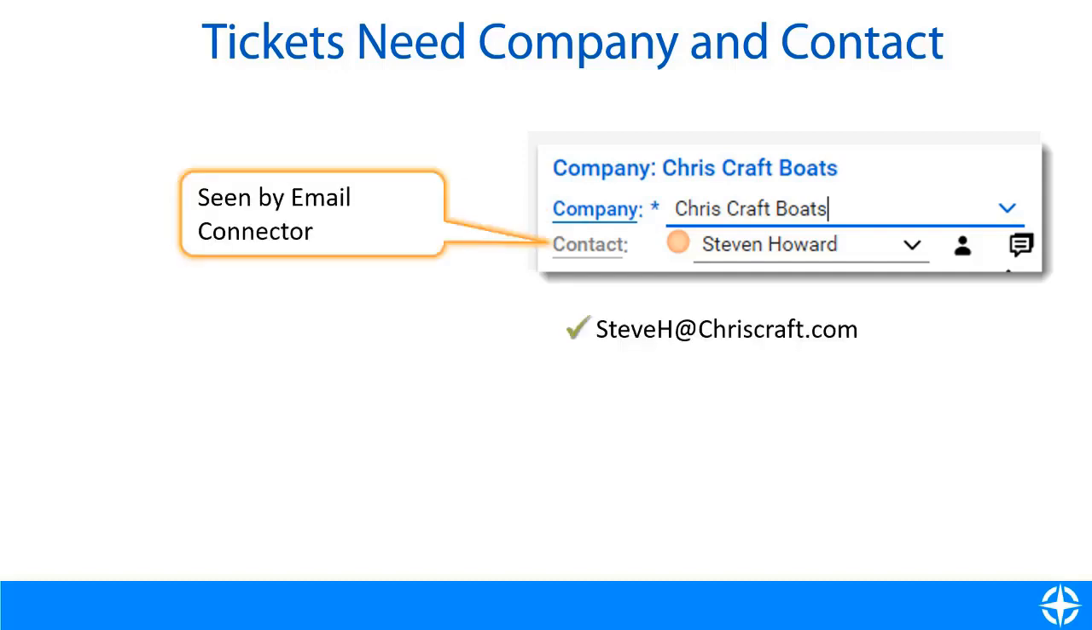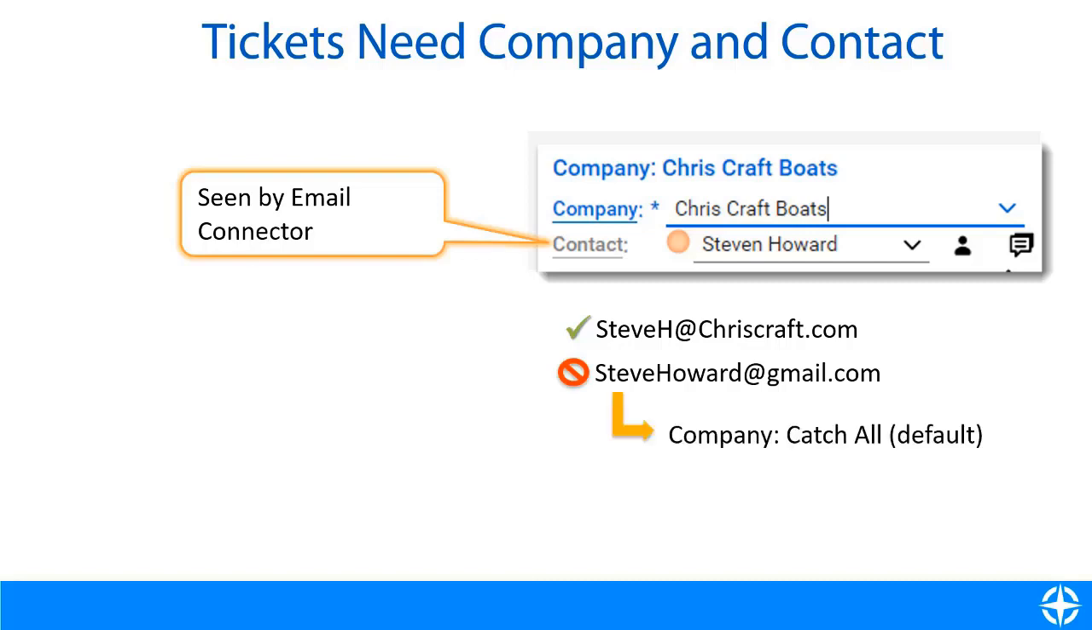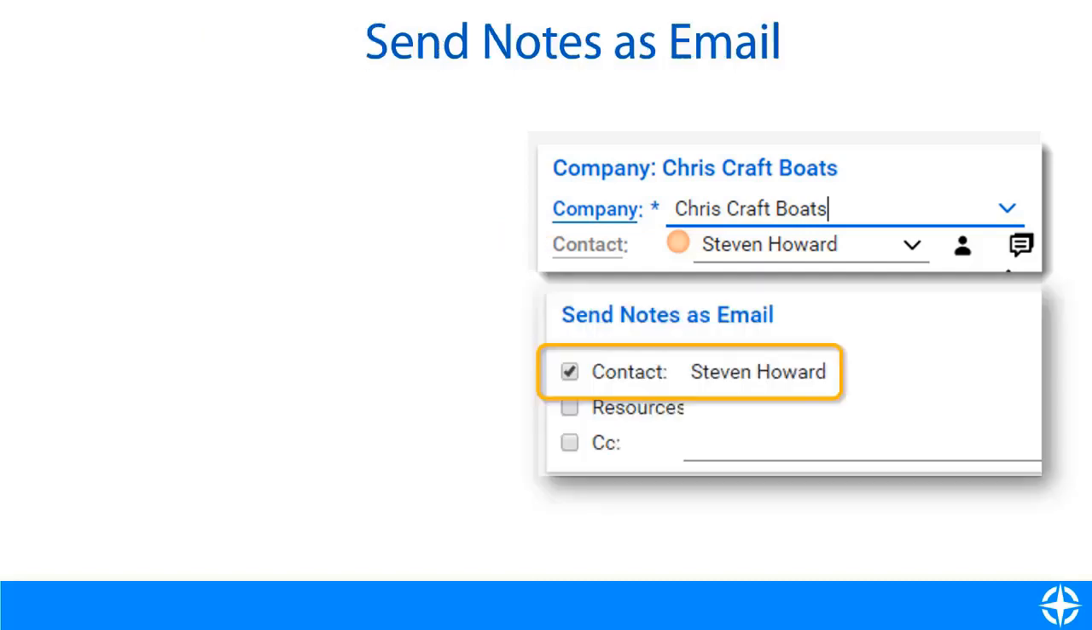If you use the email connector to create tickets and it cannot find a match to an exact contact record or company domain, it will create the ticket using the default company that you set up, such as Catchall. You can also check the box so the contact receives ticket notes by email.